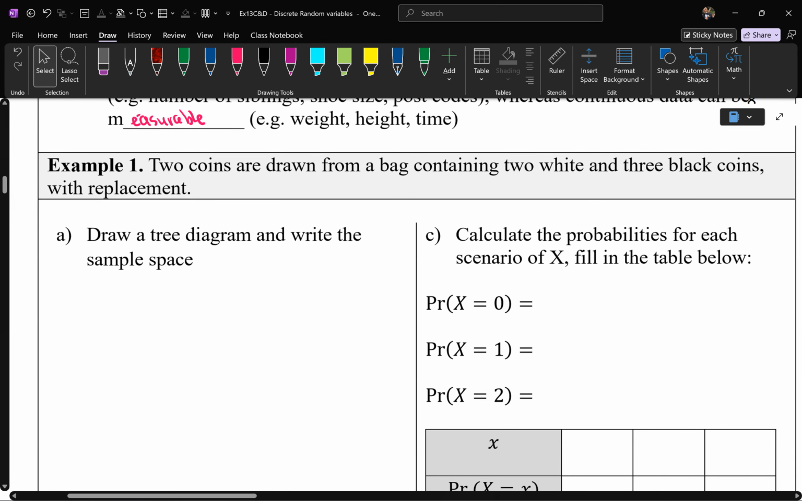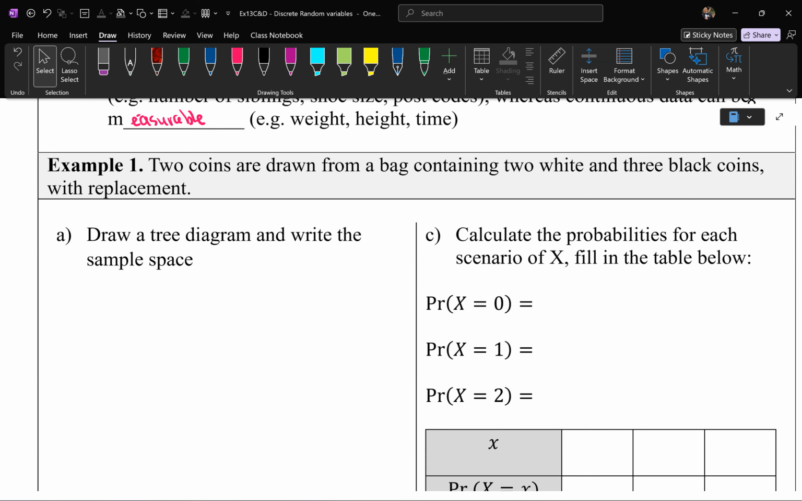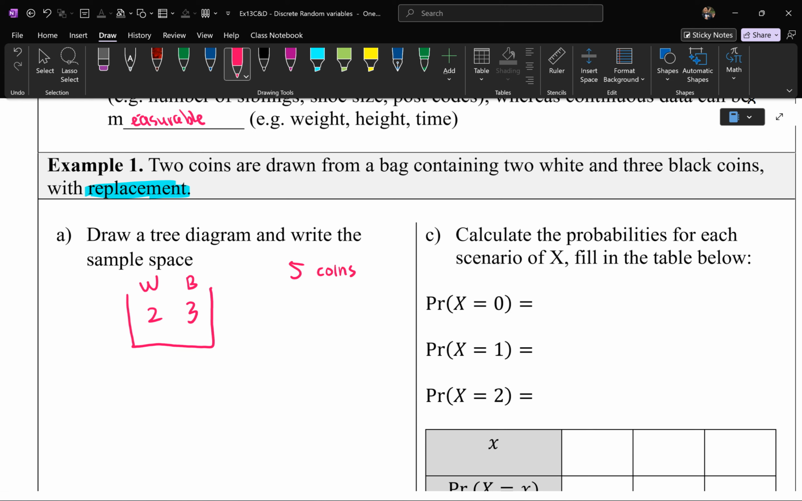Example 1. 2 coins are drawn from a bag containing 2 white and 3 black coins, with replacement. So let's think about it. On your first go, in this bag, remember, I'll draw a bag. You can either get white or black coins. There are 2 white coins and there are 3 black coins. So how many coins are there in total in this bag? There are 5.